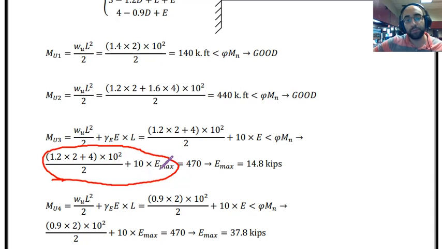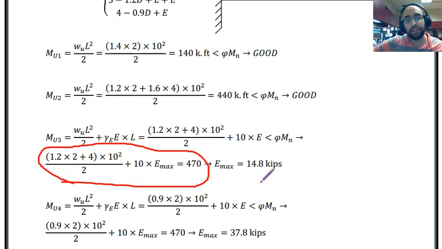We have to find maximum E, and now for finding that, I'm going to put it equal to phi Mn. This way we can find the maximum earthquake load that can be applied to the beam based on this load combination. Solving this equation, we can see E max is equal to 14.8 kips.